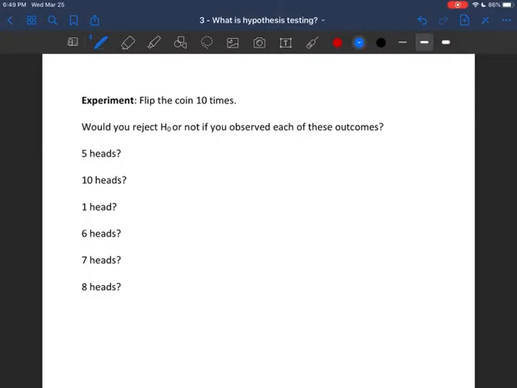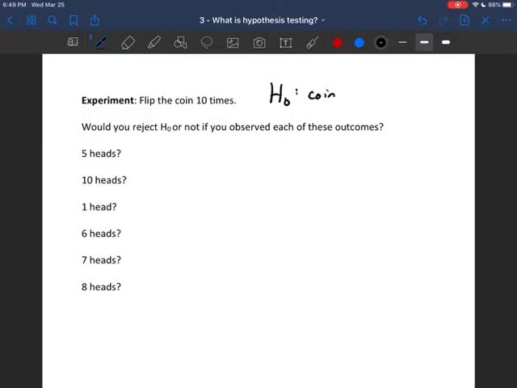If I look at the results, I could have anywhere from 0 to 10 heads in this coin flipping experiment. And suppose that I got each of these results, would we reject the null hypothesis or not? For example, if I happen to get 5 heads in my 10 times flipping the coin, would it be safe to reject the null hypothesis that the coin is unbiased?